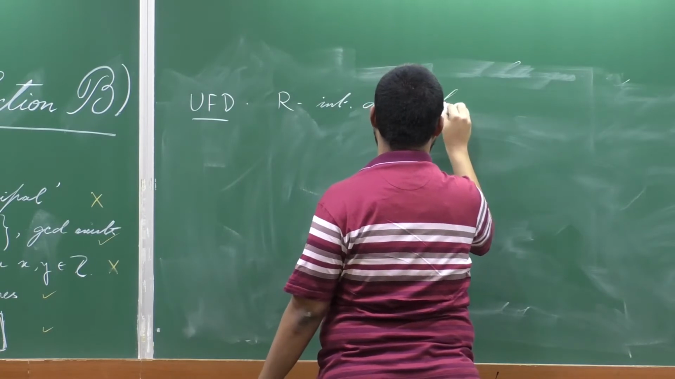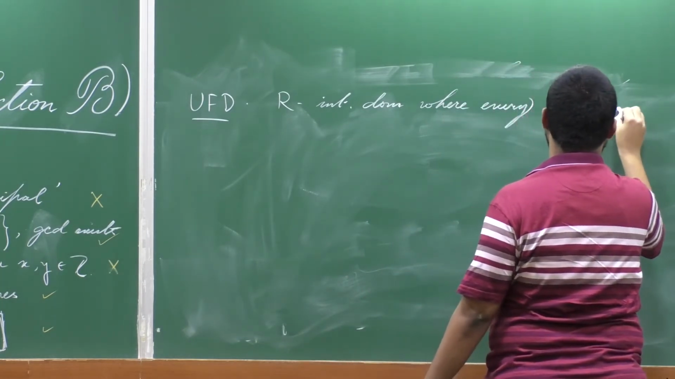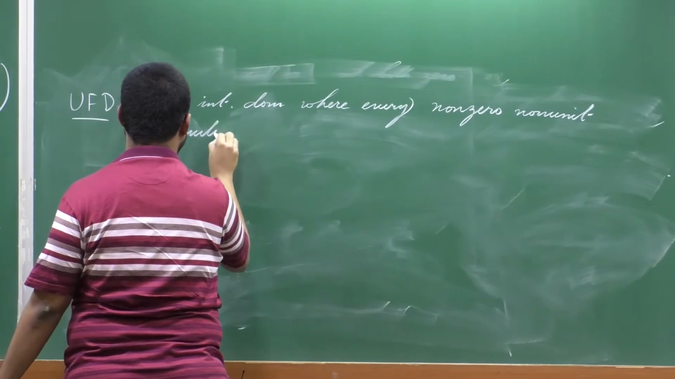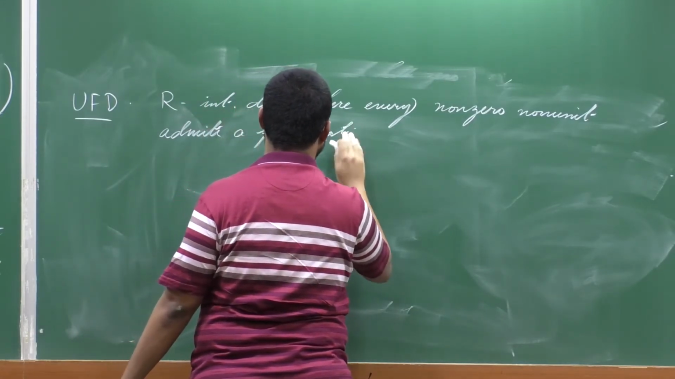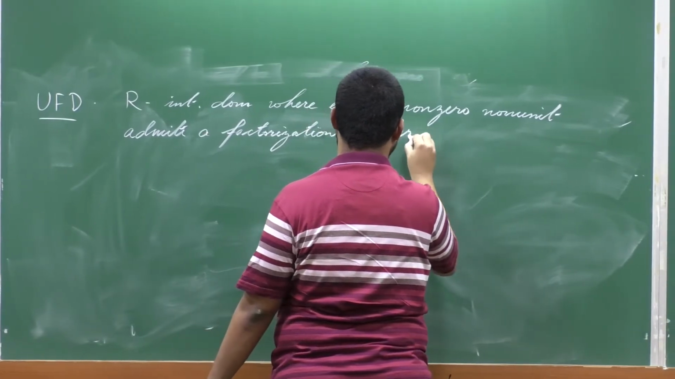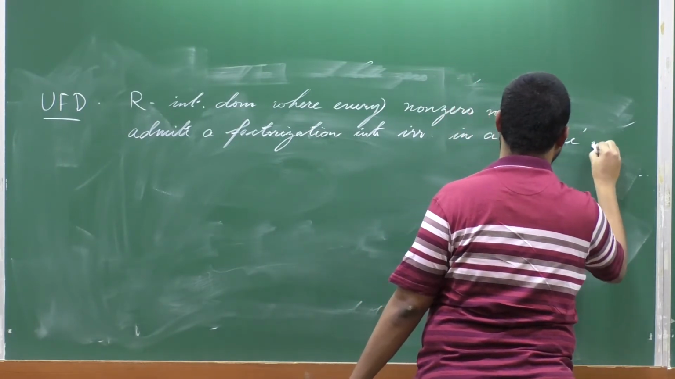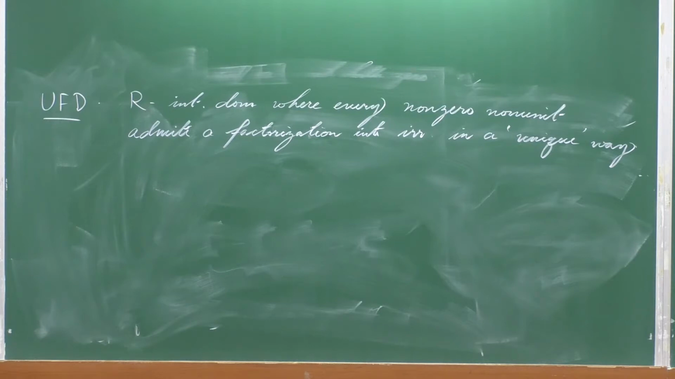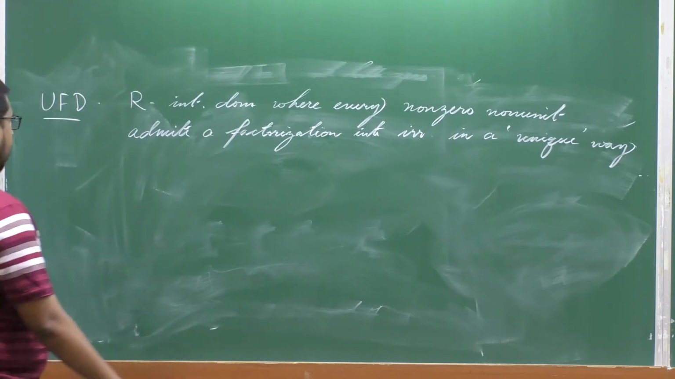where every non-zero and non-unit element admits a factorization into irreducibles in a unique way. Here by unique, whenever we say two factorizations are unique, we also have to keep in mind the presence of units. Okay. So, this is the definition of a UFD.